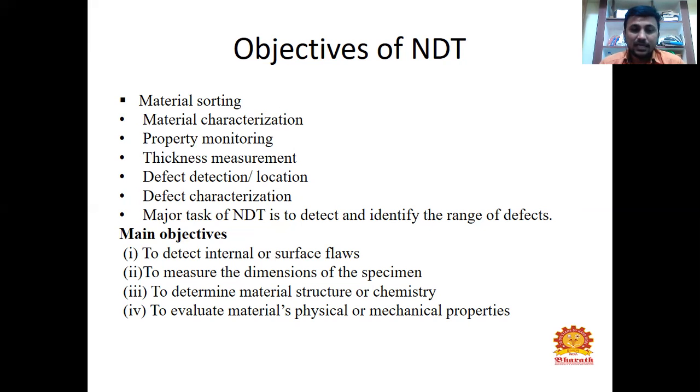And to determine the material structure or chemistry. In this material, what type of structure it has, that can also be found. Then to evaluate the material's physical or chemical properties. So these are the points or the objectives of NDT.